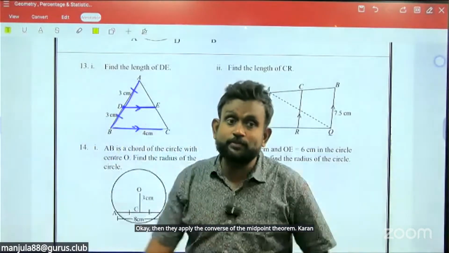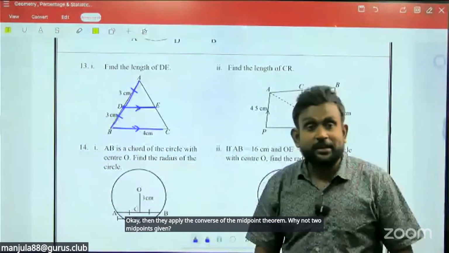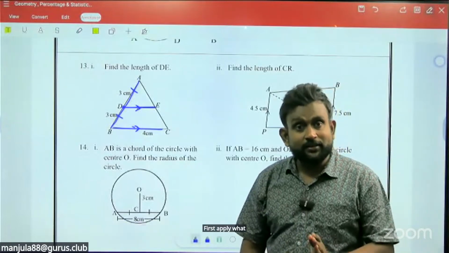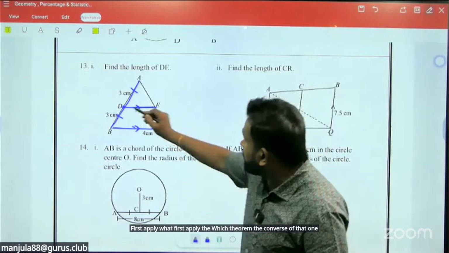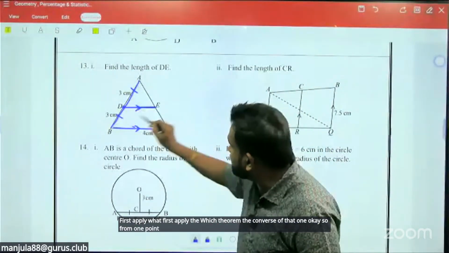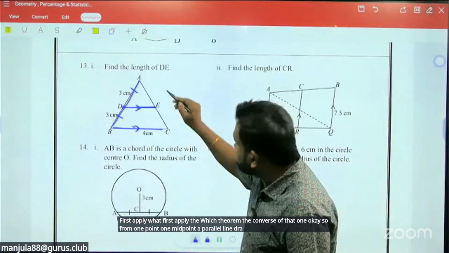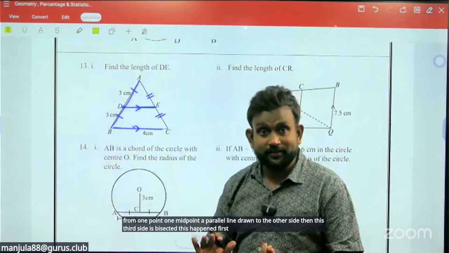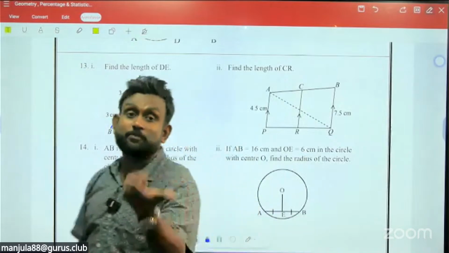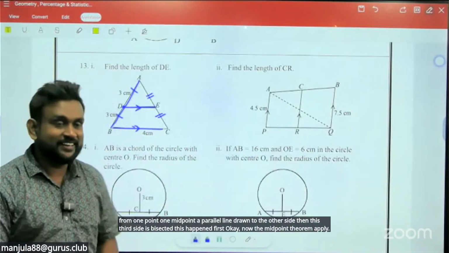Why not? Two midpoints are not given. First apply what? First apply which theorem? The converse of that one. Okay. So from one midpoint, a parallel line is drawn to the other side. Then this third side is bisected. This happened first. Okay. Now the midpoint theorem applies. Okay, now you can apply.